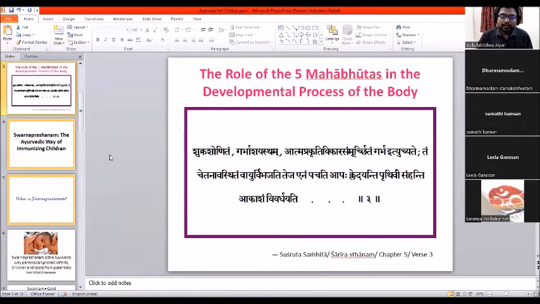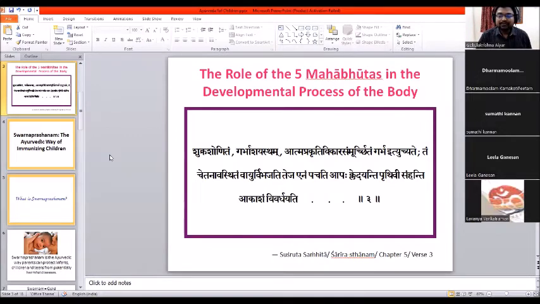So I told you earlier that the five Mahabhutas, or the five great elements, are responsible for making up the world, and they are responsible for making different kinds of matter. So in different permutations and combinations, the five Mahabhutas combine together and form the whole world.